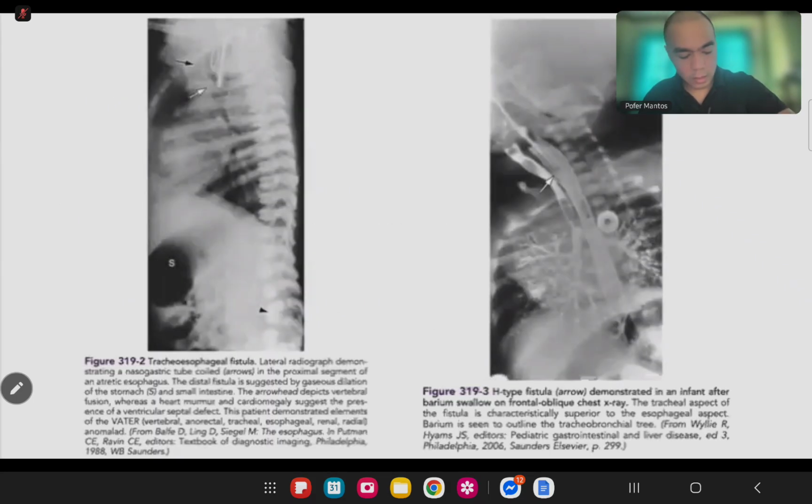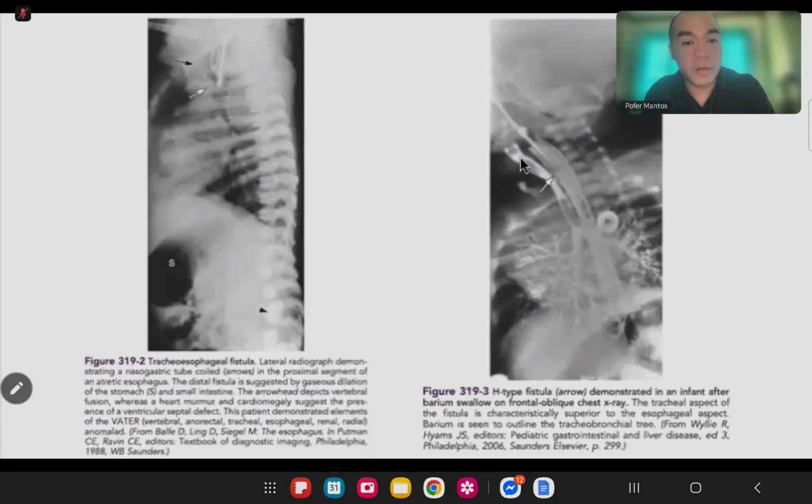So you can see this picture in your Nelson's. I'll just show you what an H-type fistula looks like. This is a patient with esophageal atresia, and this one is the H-type fistula as demonstrated in an infant during a barium swallow.